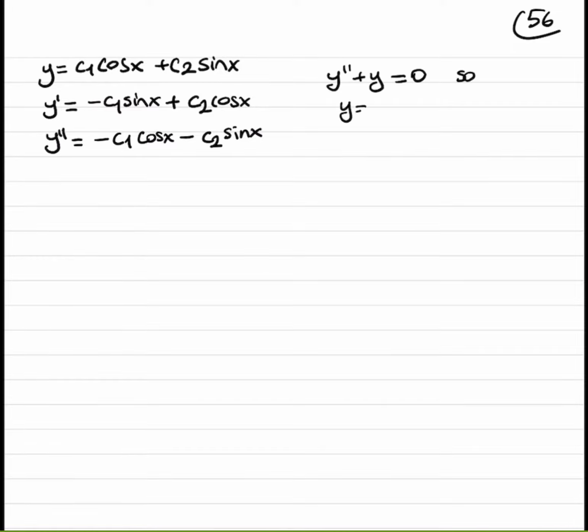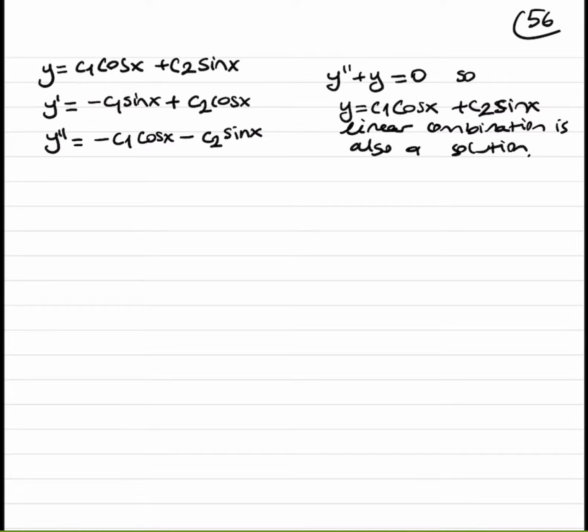So if we put it in the equation, we get 0. c1 cosine x plus c2 sine x, the linear combination, is also a solution. Later we will find the solutions, and when we take the linear combination, we will get the general solution for the homogeneous differential equation. We need this to solve.